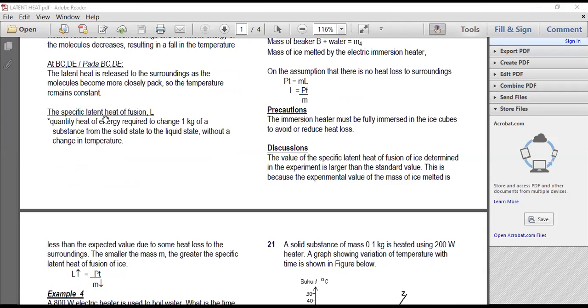Okay, next we look at what is meant by specific latent heat of fusion. Specific latent heat of fusion is defined as the heat required to change 1 kilogram of substance from solid to liquid without change in temperature. So the heat needed to change 1 kilogram of solid to liquid without change in temperature. So the 1 kilogram is important here. The word specific means it's only for 1 kilogram.